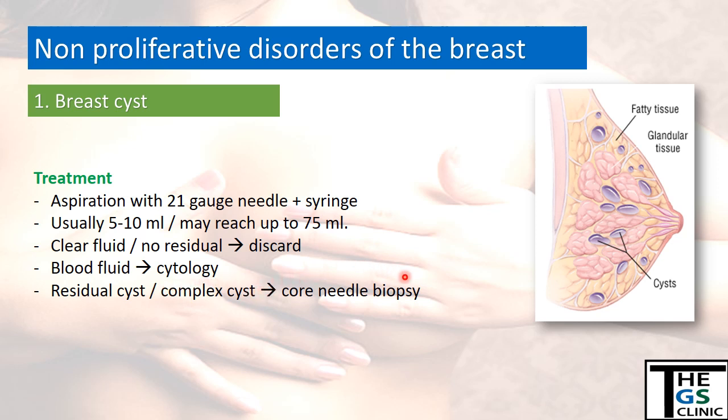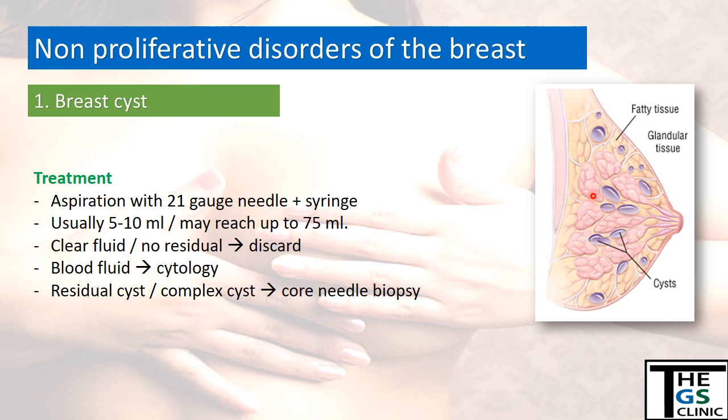And in some cases, when there is residual fluid inside the cyst after repeated trials of aspiration, or there is a hard part, like we call it complex cyst, which contains fluid and a hard part, in this condition, we need to take a biopsy. The biopsy can be taken by a core needle biopsy, and if you don't know, the core needle biopsy differs from the FNA or fine needle aspiration cytology, in that core needle biopsy takes a tissue sample, while fine needle biopsy takes cells only.